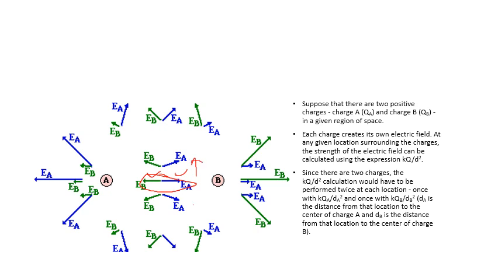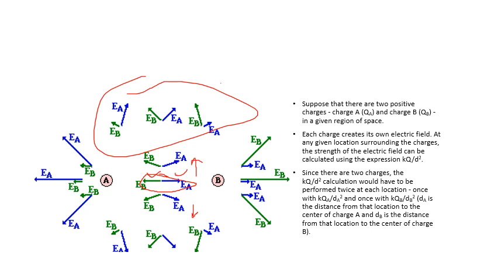Similarly here, you can calculate the values by observing different directions. Each charge creates its own electric field at any given location surrounding two charges. The strength of the electric field can be calculated using the expression kq upon r square, or d square, where d is the distance.